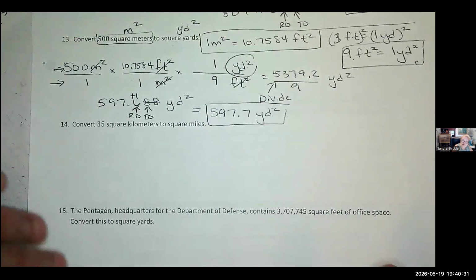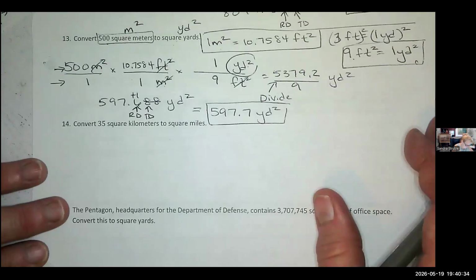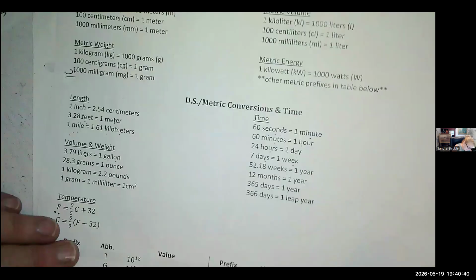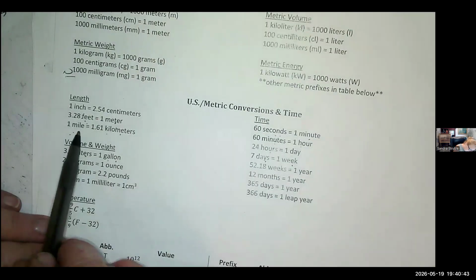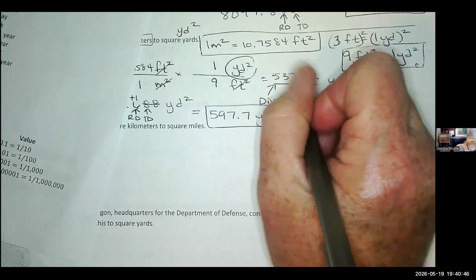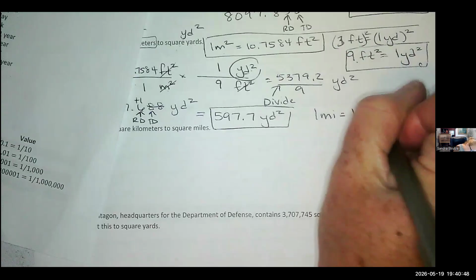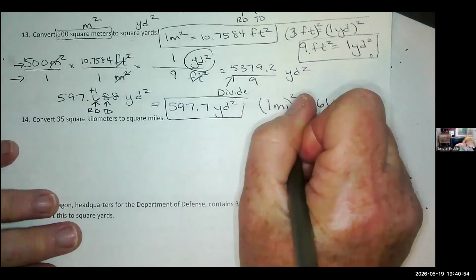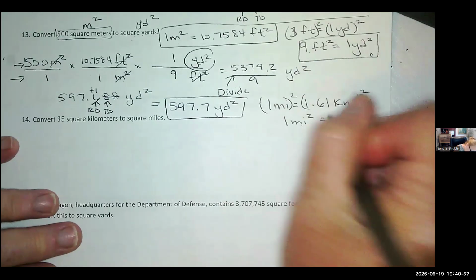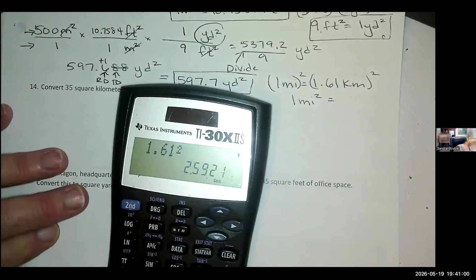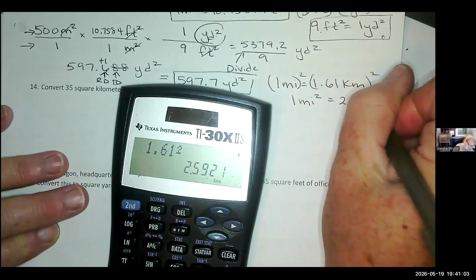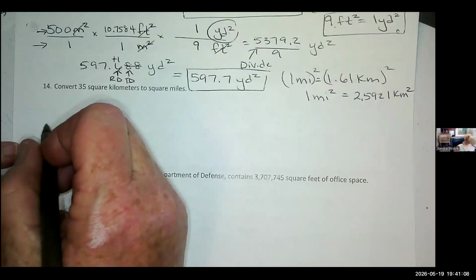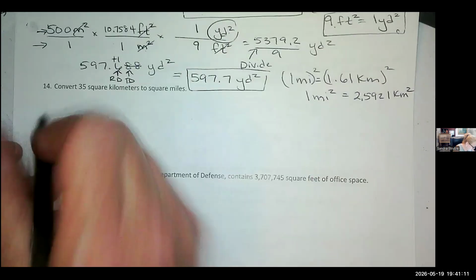All right, converting 35 square kilometers to square miles. Kilometers to miles, sweet. I just need to square both of them. So if 1 mile is equal to 1.61 kilometers, to make them square kilometers and square miles, I just square both sides. So 1 mile squared is equal to 2.5921 kilometers squared. All right, this is just easy.